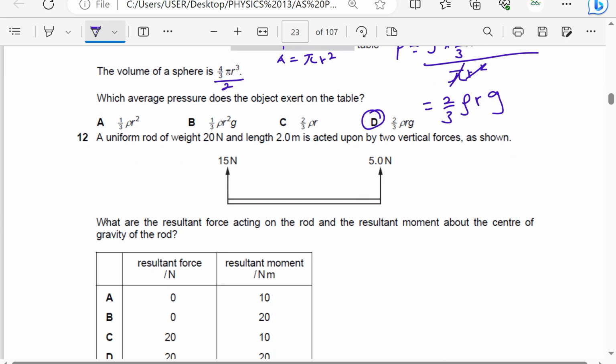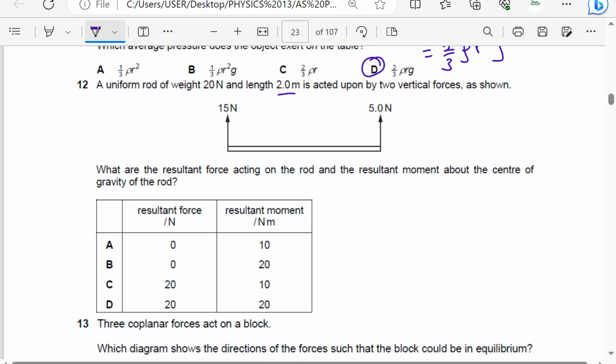A uniform rod of weight 20 newtons and length 2 meters is acted upon by 2 vertical forces as shown. So this is causing a clockwise moment. This is causing an anti-clockwise moment. What is the resultant force? The resultant force is 15 plus 5, which is 20. So we ignore A and B.